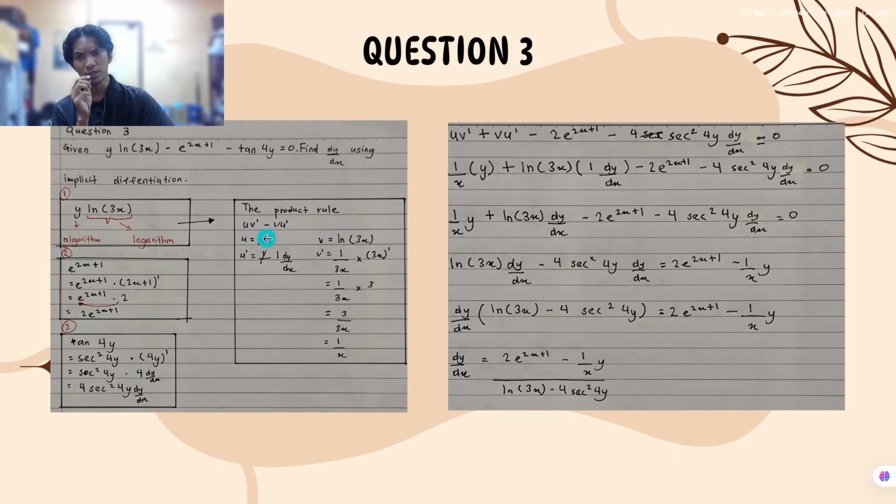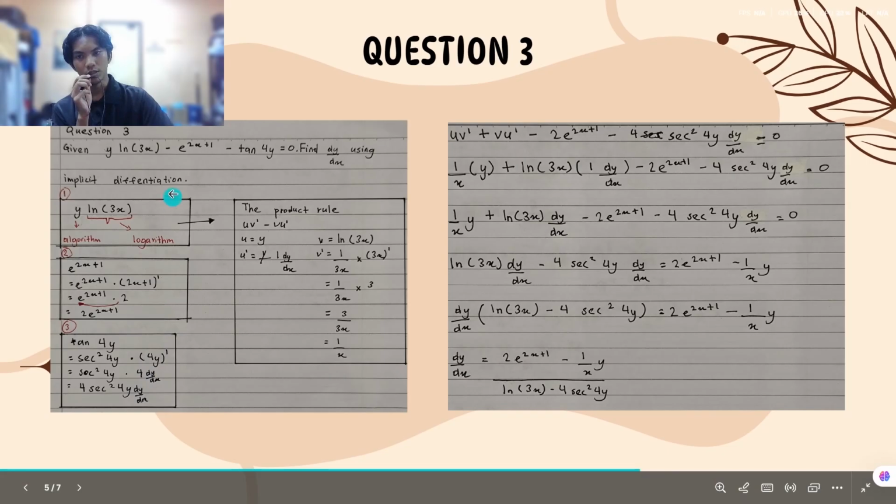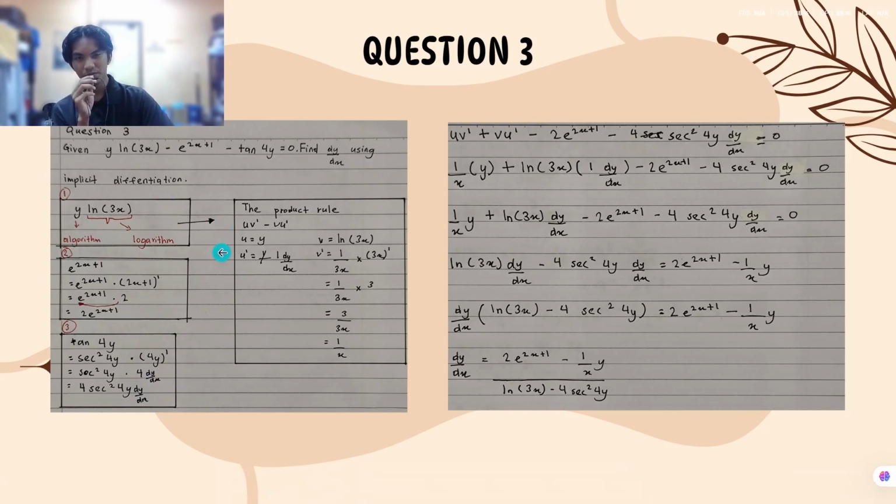So uv prime minus du prime is the formula. U equals y, u prime equals 1 dy/dx. V equals ln 3x, v prime equals 1 over 3x times 3x prime, equals 1 over 3x times 3, equals 3 over 3x, equals 1 over x. Then e to x plus 1 and tan for y, we can differentiate like usual. After all of that, we can enter it into the formula like this.